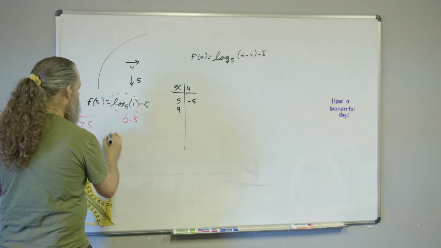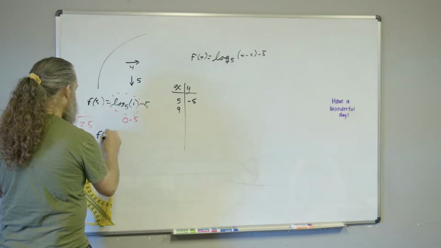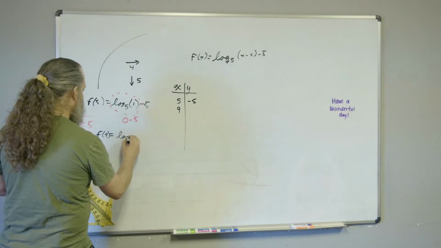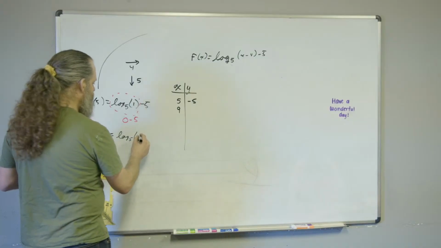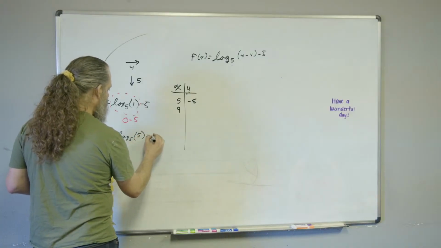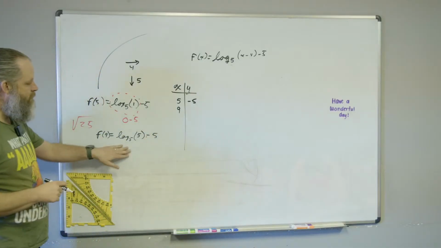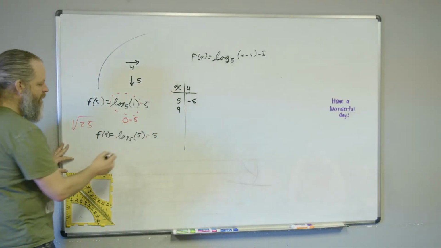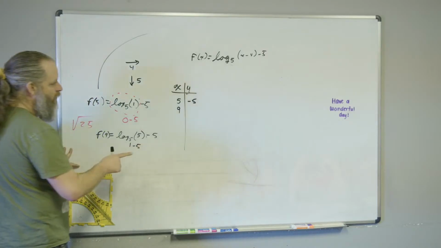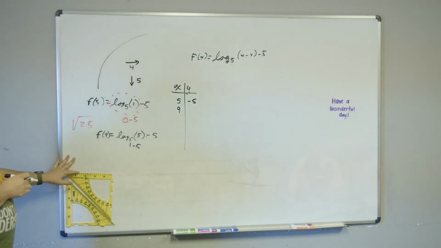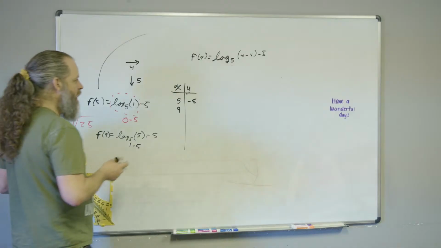Then that would end up being f of 9. Log base 5 of 5. I keep doing that. Minus 5. These match. This whole thing equals 1. So then we've got a 1 minus 5. What is 1 minus 5? 4. Negative 4.